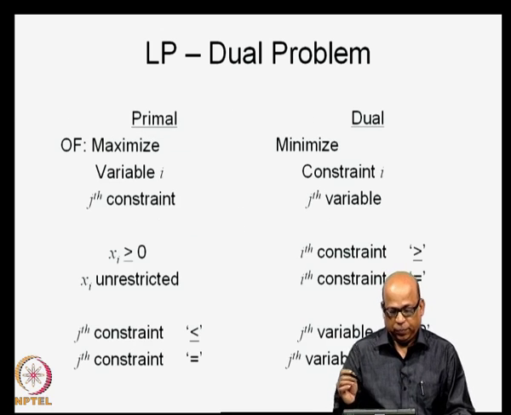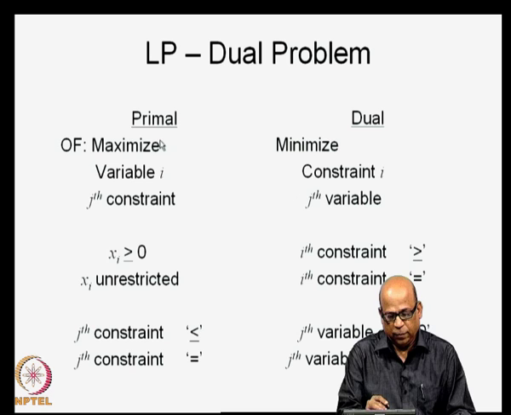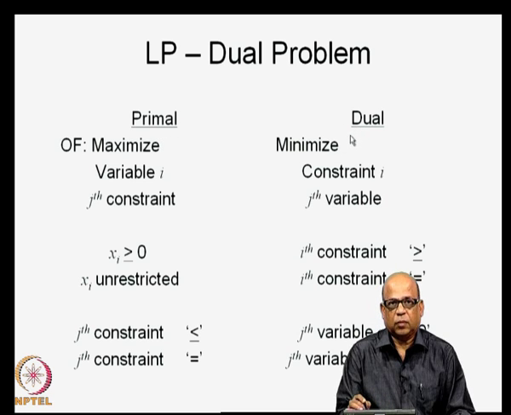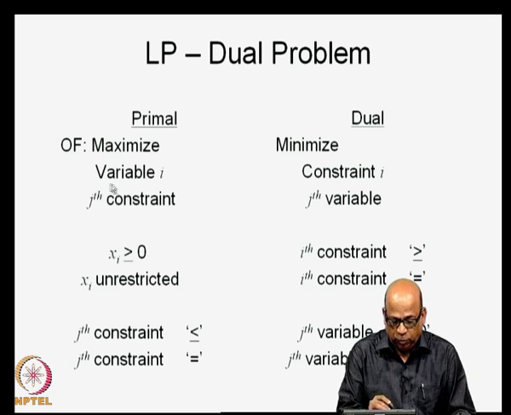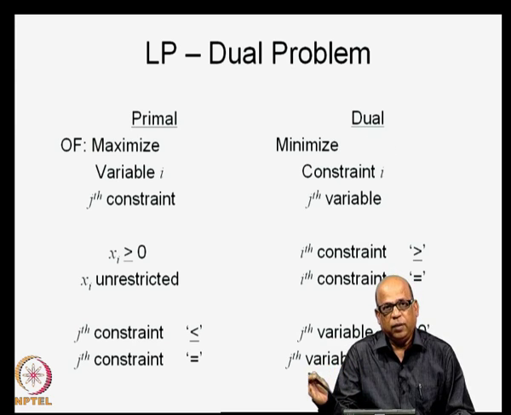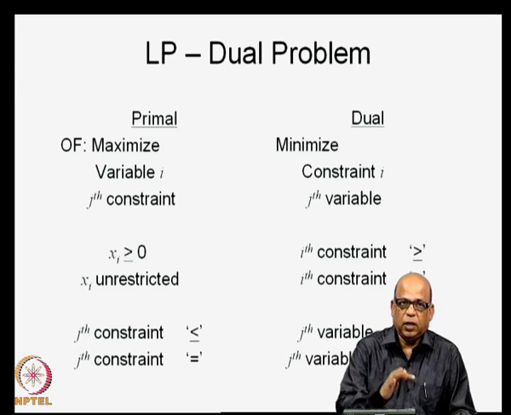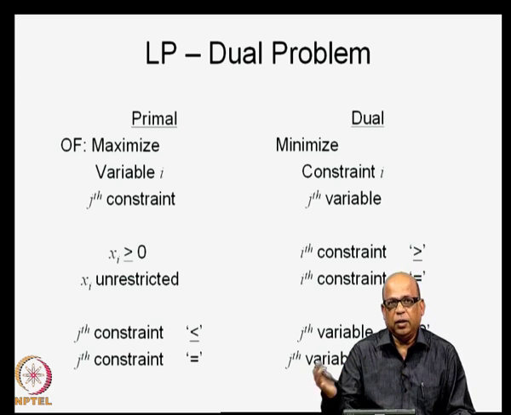Once we do that, we write the objective function value. If your objective function is of maximization type in the primal, it becomes minimization type in the dual. Corresponding to the variable i of the primal, we define the constraint i in the dual. So, if you have i equal to 1, 2, etcetera, n variables, you will have the constraints 1, 2, 3, etcetera, up to n. n variables in the primal will define n constraints in the dual.